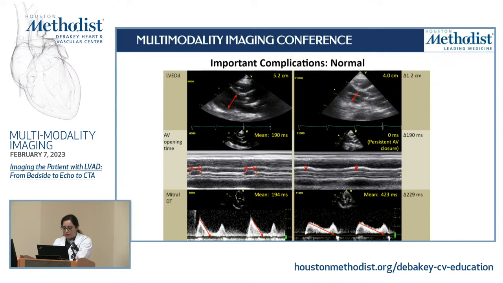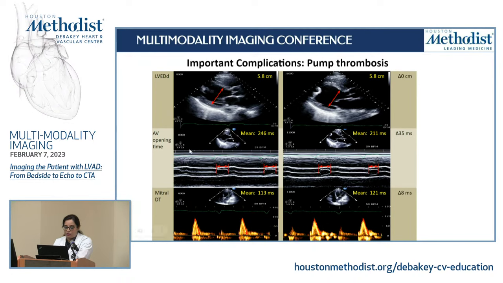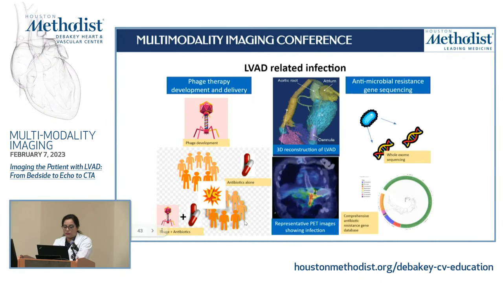This is just an image showing what happens if you have pump thrombosis. This was also something that Dr. Naga and Dr. Yestep had worked on historically. In a normal heart pump, the LV size should decrease with increasing speed, the AV opening decreases, and the mitral deceleration time increases. Whereas if you develop pump thrombosis, the LV size doesn't change, the AV opening remains open, and mitral deceleration time does not change. So that tells you if the pump is not functioning okay.